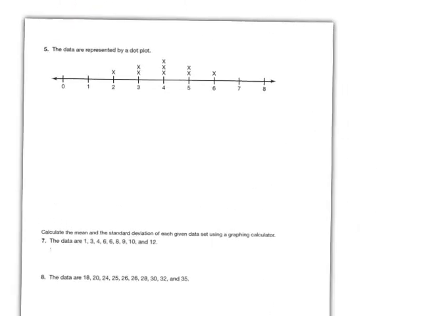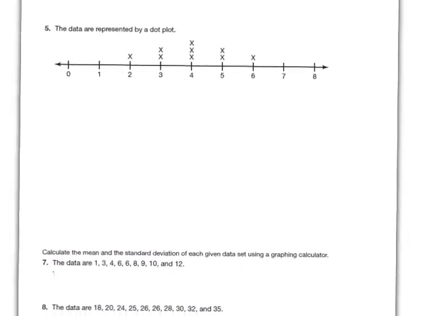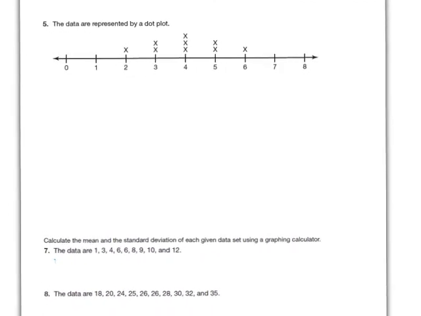All right, number 5, the data is represented by a dot plot, okay? All right, you're going to have to figure out standard deviation of this, okay? So, you have to analyze this. You can't just look at it and say, oh, I don't know what to do. Look at it. This is a 2. There's only 2, so your first number is 2. There's 2 number 3s. So we do have data.